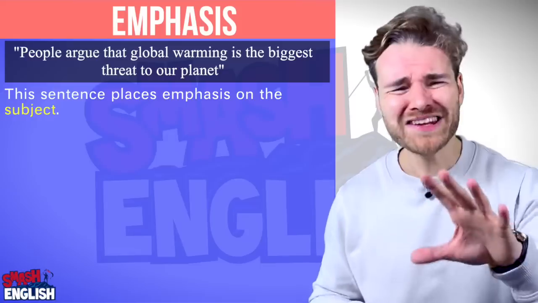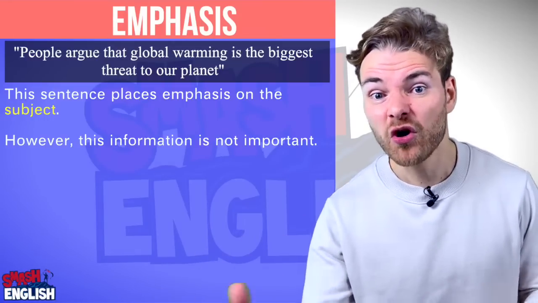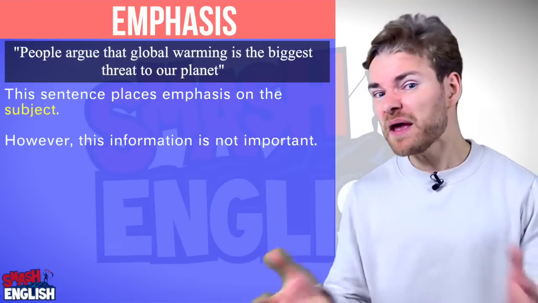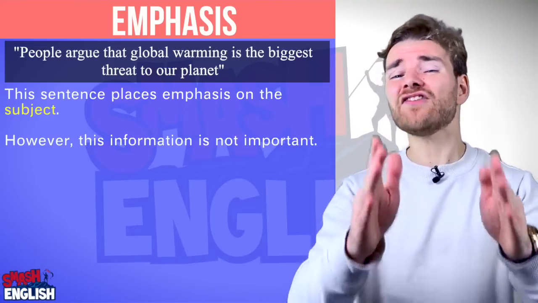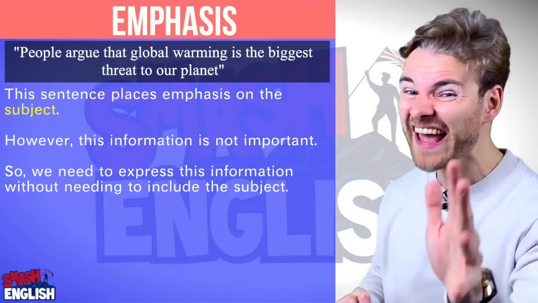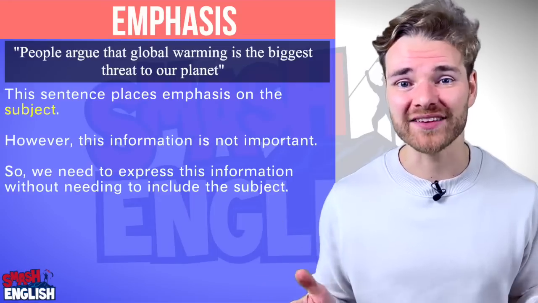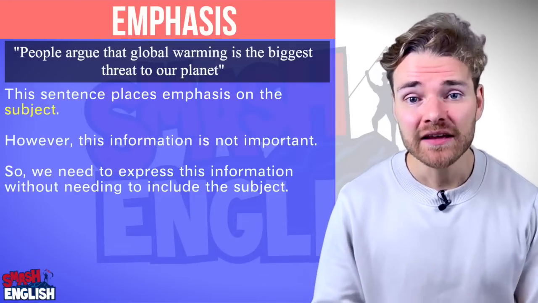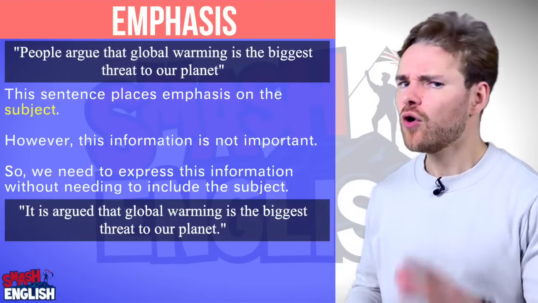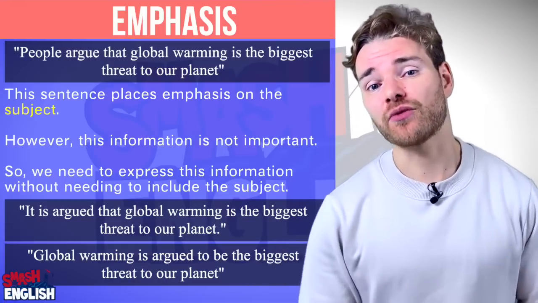Now, we know it's people arguing this. We know that it's not capybaras or carrots or my bed. So why would we say people? We don't need to. We need to eliminate the subject, to take away the emphasis from the subject and instead put it on what is being argued. So, how do we do that? Instead, we need to say, it is argued that global warming is the biggest threat to our planet. Or, global warming is argued to be the biggest threat to our planet.